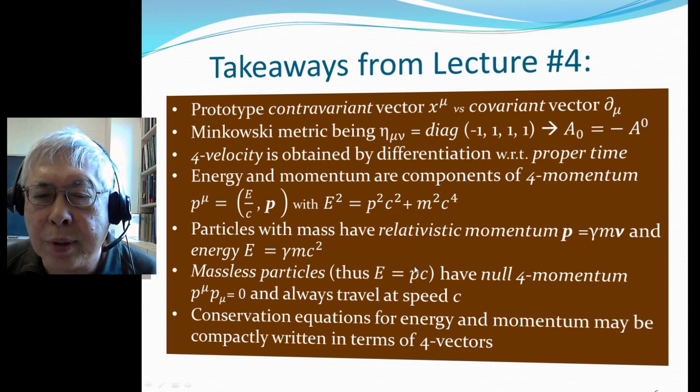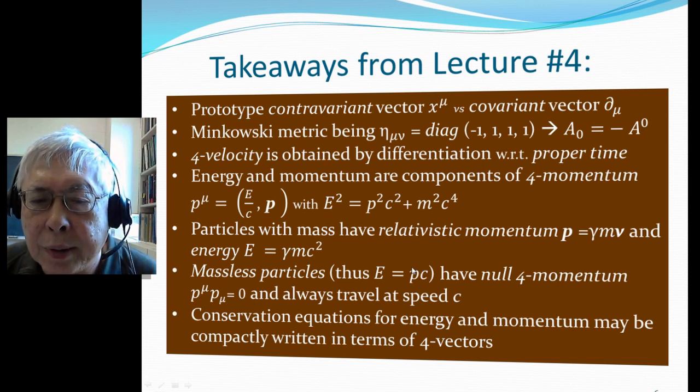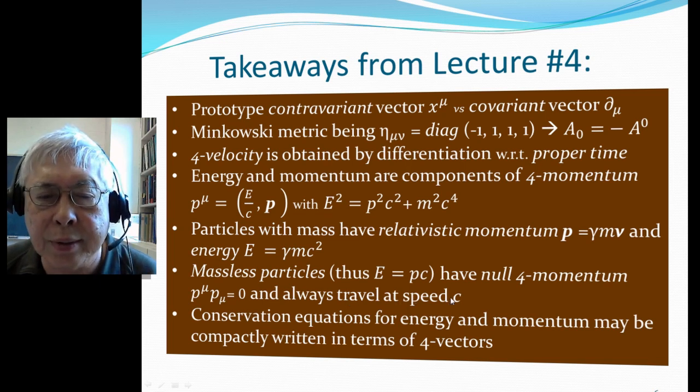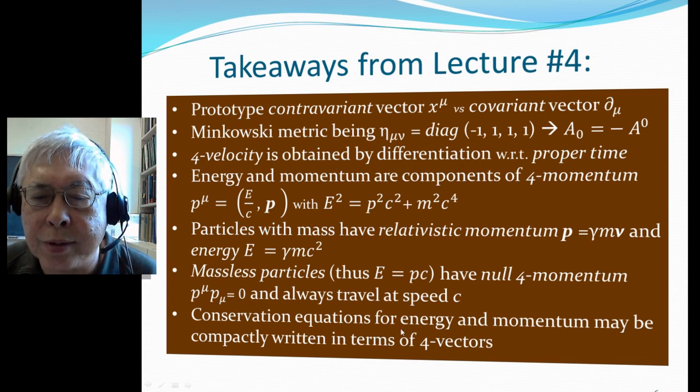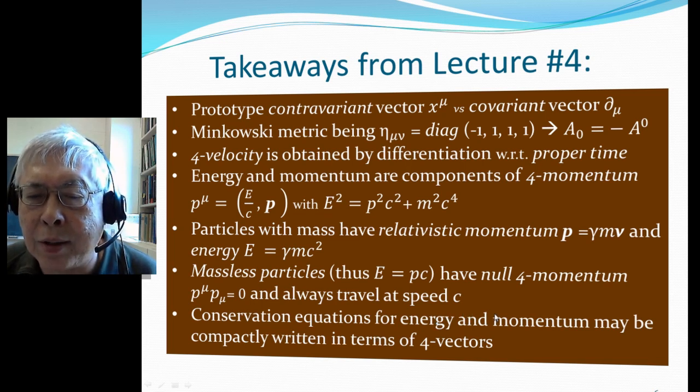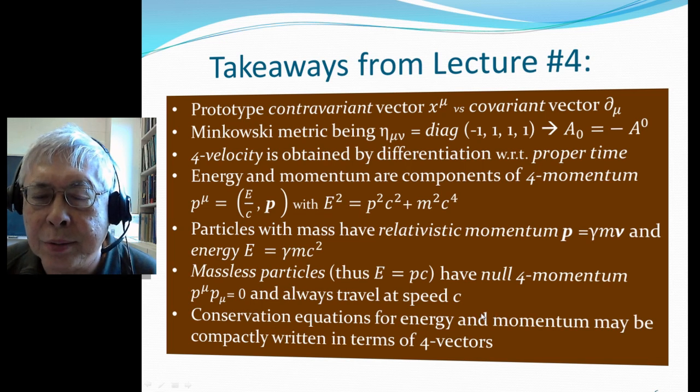And even though the 4-momentum has non-trivial components, it has zero length for massless particles, and the massless particle always travels at the speed of c. So the energy-momentum conservation can be written compactly in terms of 4-vectors. Then it's manifestly covariant, and in fact makes calculation much easier. Keep track.